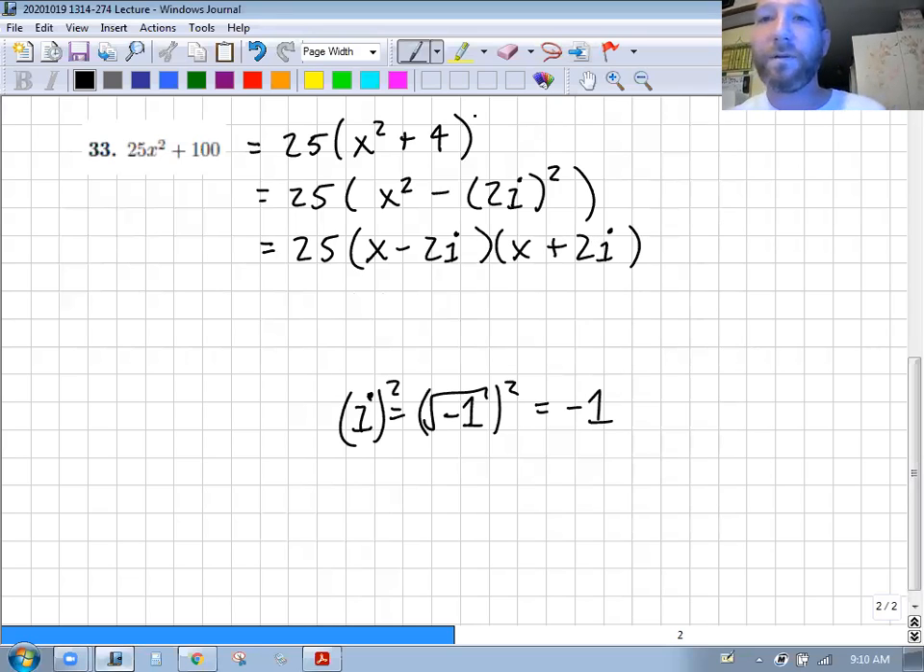I know a lot of y'all will see this and you'll just leave out the i. The i is important, all right? Without the i, you're getting the wrong answers, you see? Check it out. x times x is x squared.